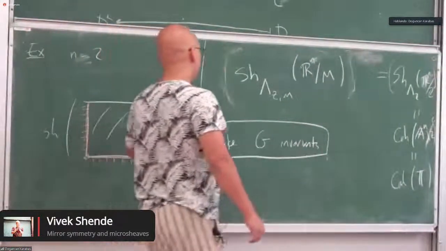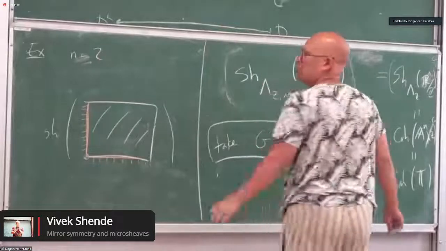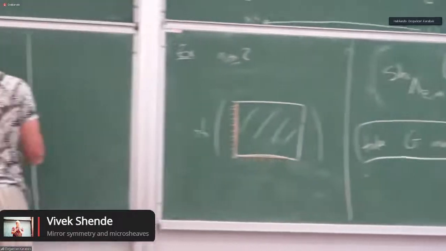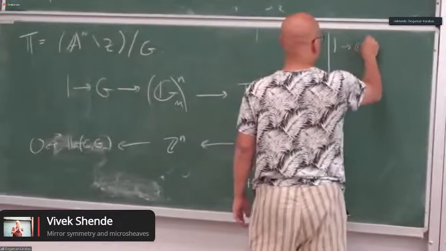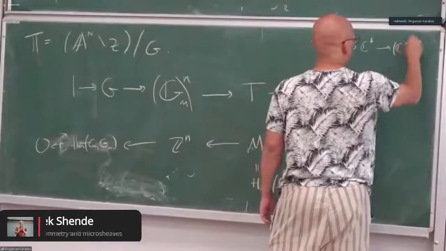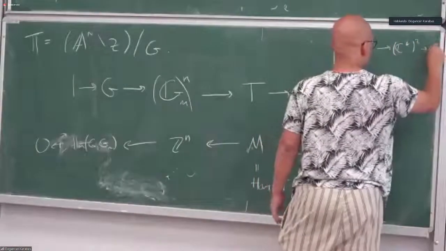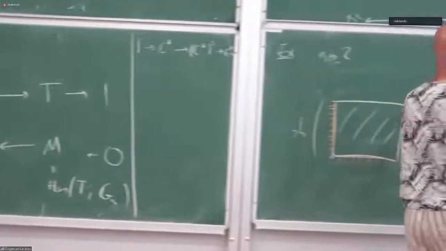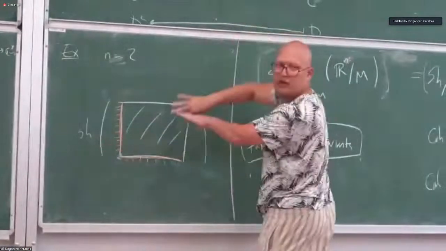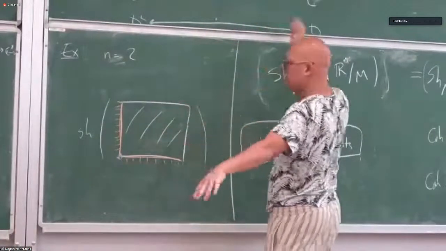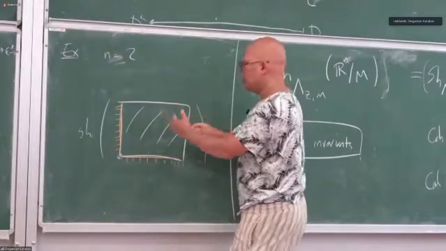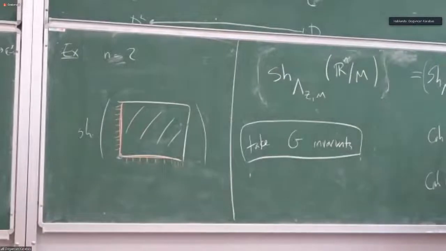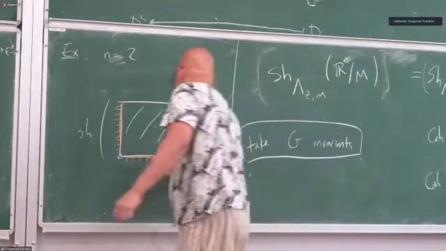So in this example, this M. The sequence here was 1 to C star, this is the diagonal C star, to C star squared, I guess quotient also C star 0. And so when I go up to this M, I have to unwind this diagonal direction. So right now this thing is a torus, but it ends up being some kind of cube. So I unwind this direction. Some kind of like a tube.